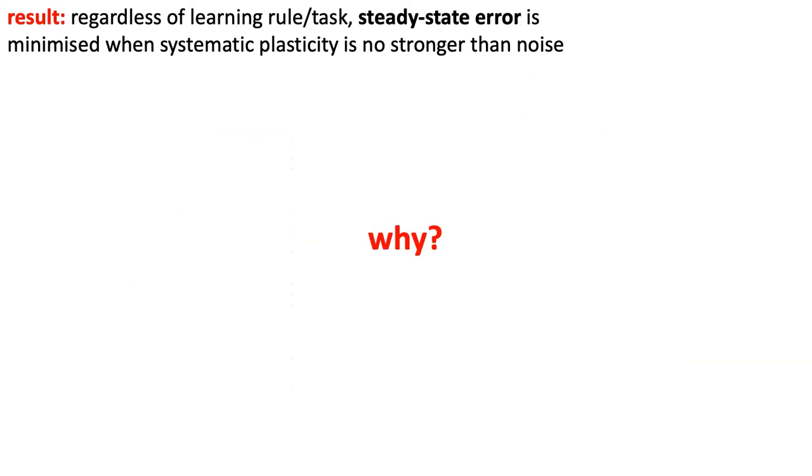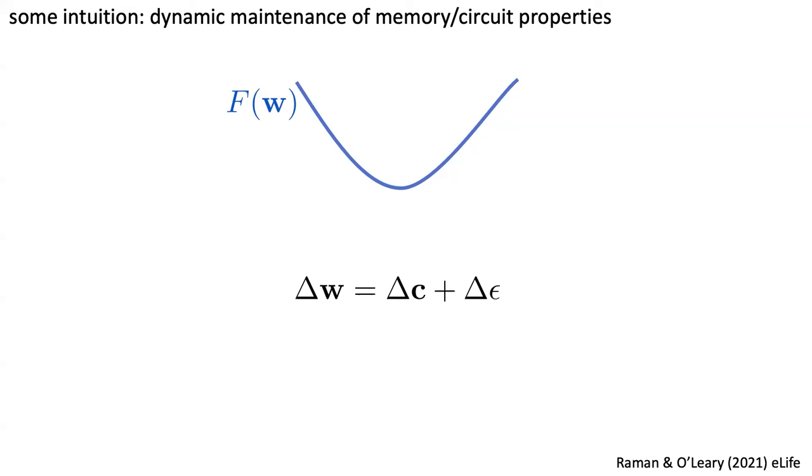But why is that? What's going on? This is the part where you're going to think this is obvious. I'm just going to give the intuition in a specific case. Let's imagine we only have one synapse and we have an error curve that looks like this. Error is low at the bottom. This is where we've learned things. And we're going to consider the result of modifying our synapse according to a random component and then a systematic component that's going to bring us down the gradient of this error surface.